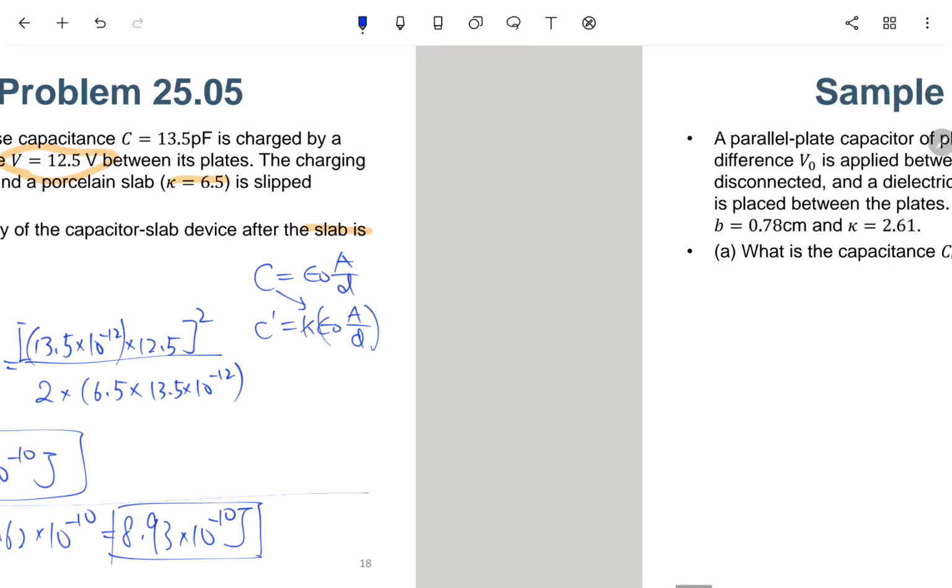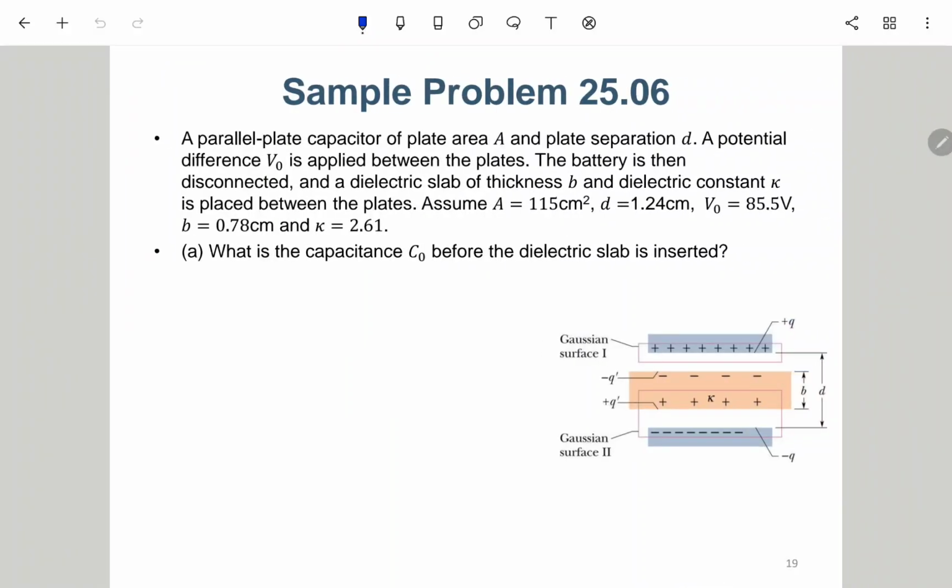Okay, so this one is simple. So the other one, we have another final sample problem for this chapter. So here is that a parallel capacitor of plate area A and plate separation D. A potential difference V0 is applied between the plates. The battery is then disconnected, and a dielectric slab of thickness B and dielectric constant kappa is placed between the plates. Assume A, D, V0, B, and kappa have these values. What is the capacitance C0 before the dielectric slab is inserted?